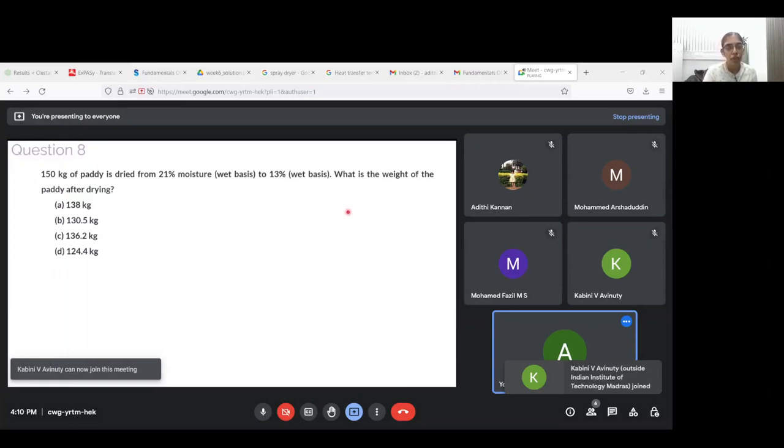150 kg of paddy is dried from 21% moisture wet basis to 13% moisture wet basis. So what is the weight of the paddy after drying? So this is a straightforward balance equation. Can anybody tell me how to proceed with this? You have a feed of 150 kg of paddy going in with 21% moisture and it is coming out with 13% moisture. So what will you balance in this? What remains constant?